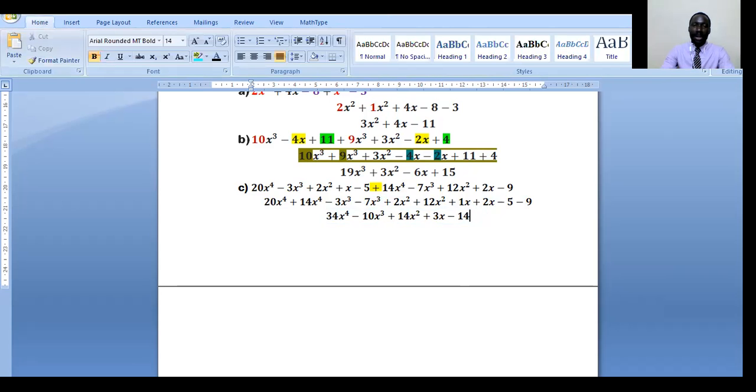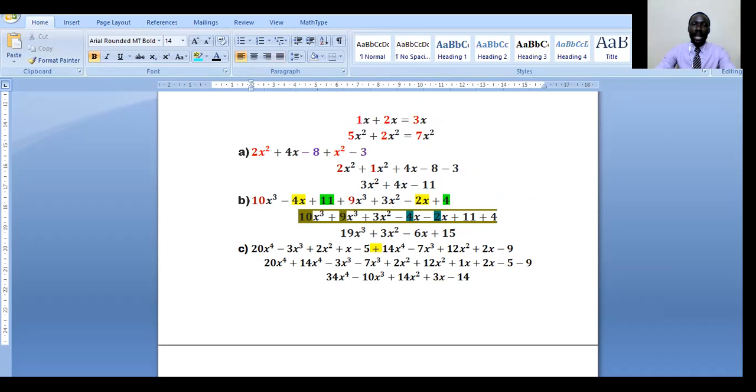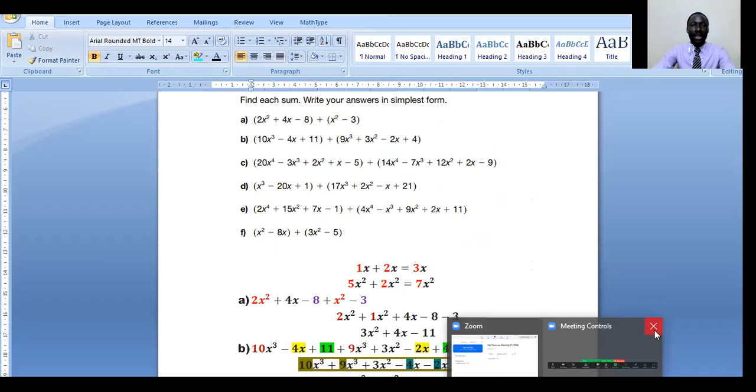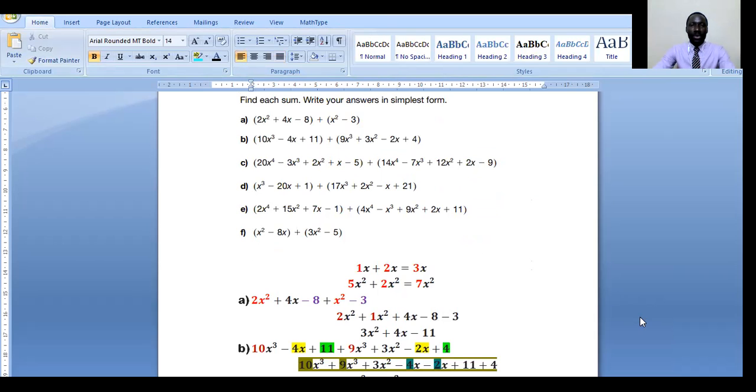And yes, this becomes the solution to exercise 1 part C. So please make an effort to go through this and check to ensure that you have understood all the steps, and then make an effort to do the remaining parts D to E to F. Then when you are done, don't forget to submit your activity. And that's where we are stopping for now.